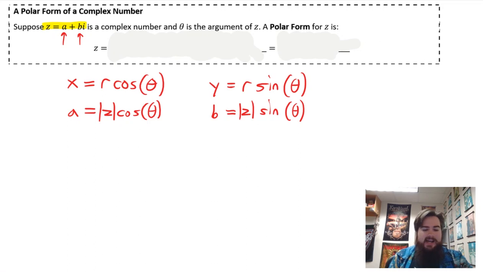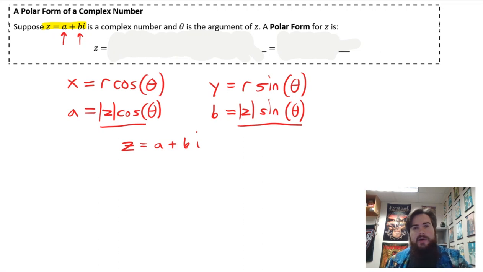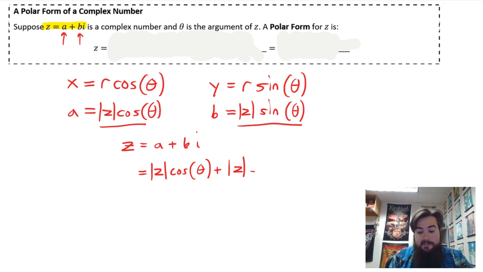Well, now I can take that rectangular form of z equals a plus bi, and I can replace both a and b with these two equations. So that would look like modulus of z times cosine of theta plus modulus of z times sine of theta times i.